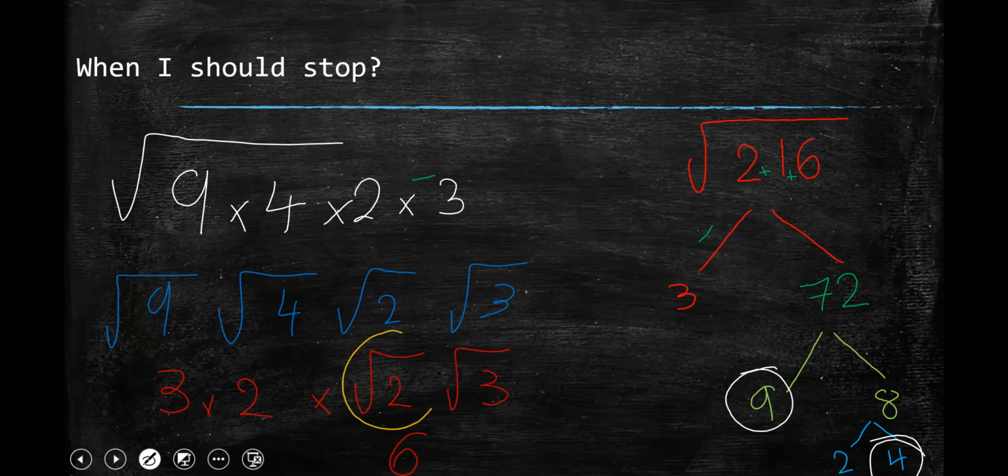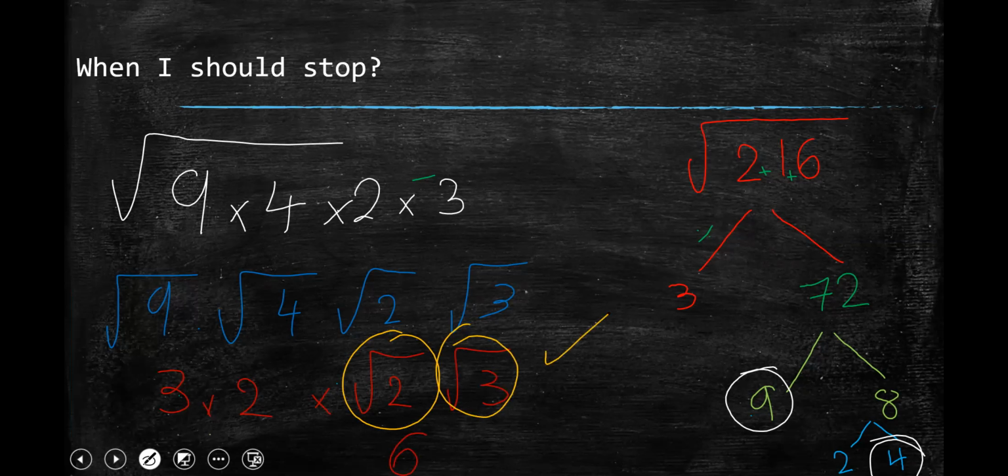Look at the 2 numbers here. Are they prime numbers? Yes. So I can stop here. So I will say it is 6 square root of 3 times 2, and 6, as I told you, is a product of 2 prime numbers. I have to stop here. Is it clear? Yes, teacher.